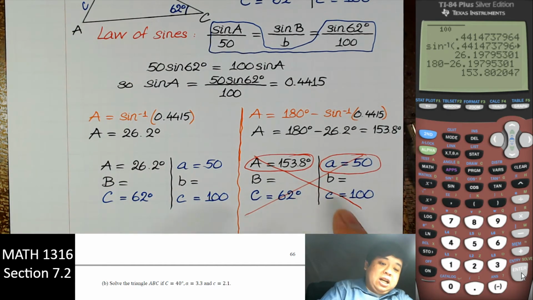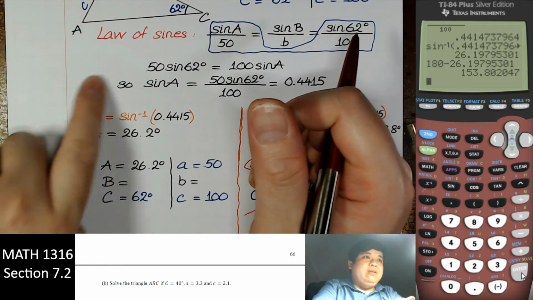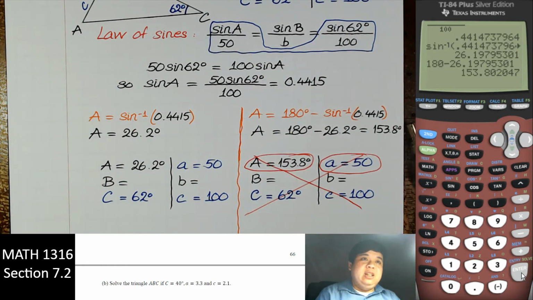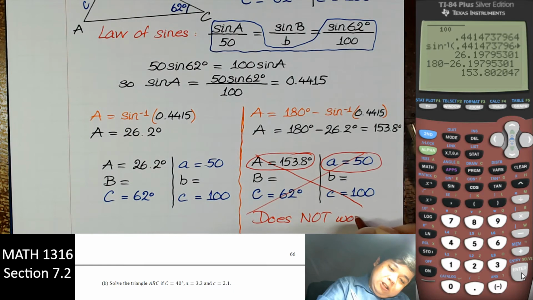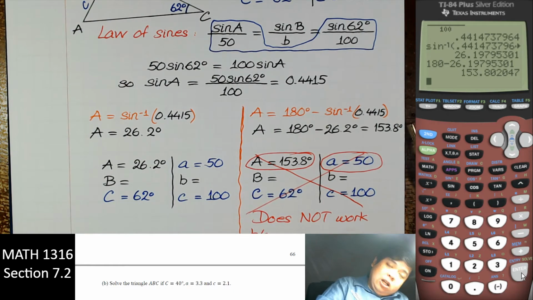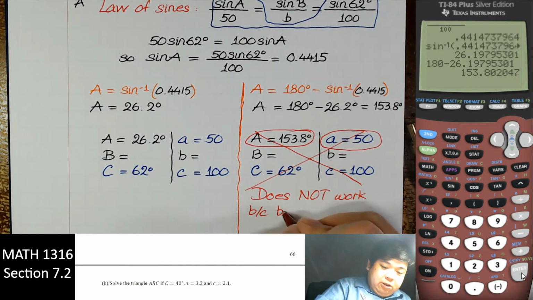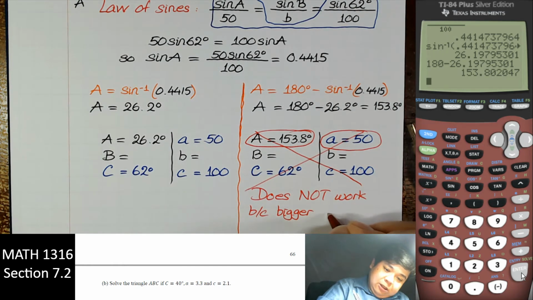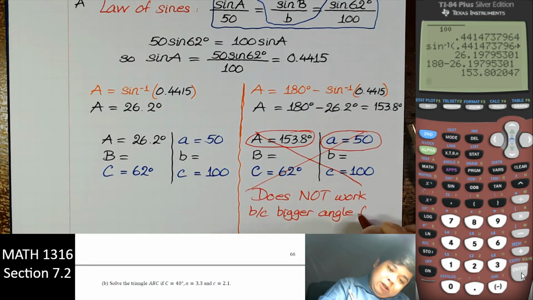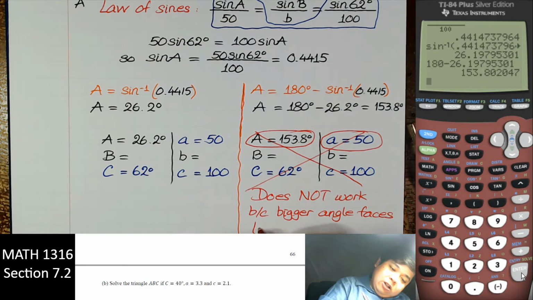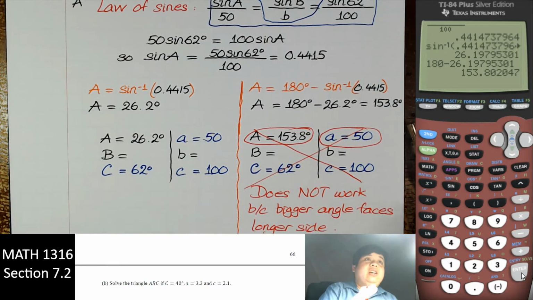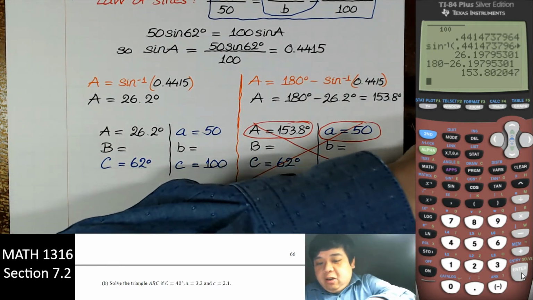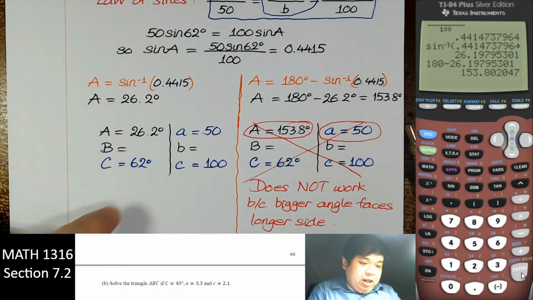So that's why in this problem we don't have this case. This is all we have. And we'll continue from here. This doesn't work. Does not work. Because we need to have bigger angle faces longer side. And we don't have that here. So that doesn't work. Right. And then we continue with this case.